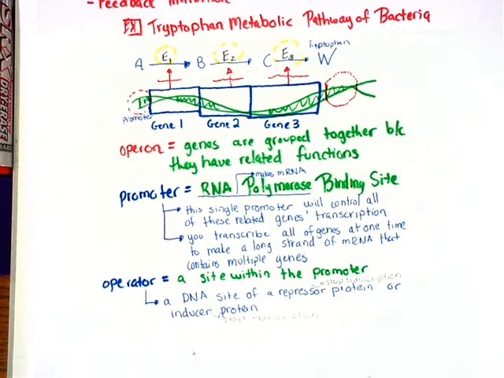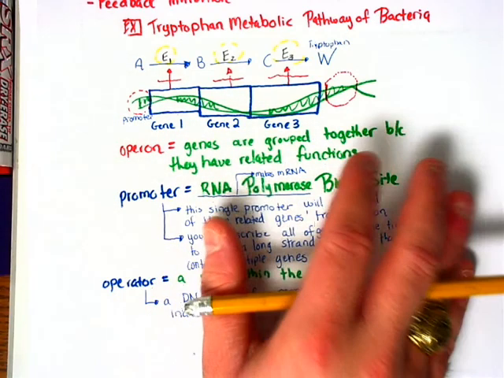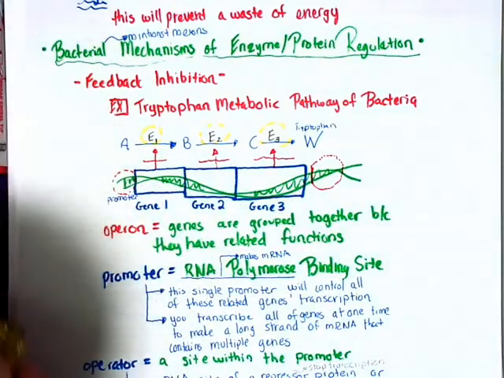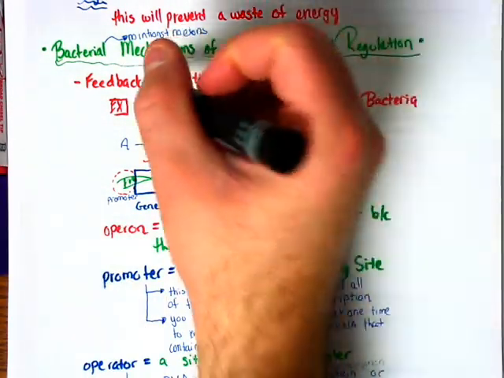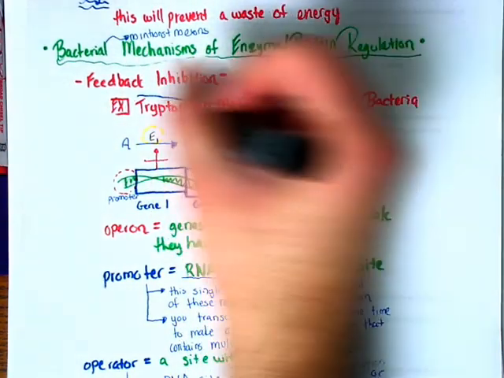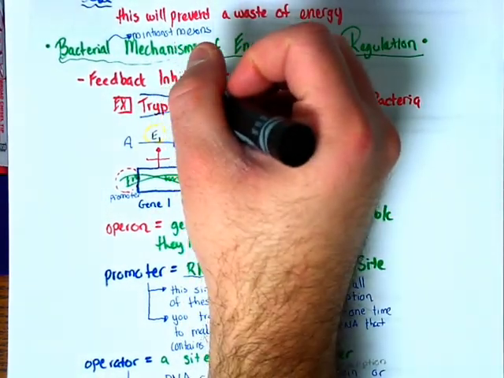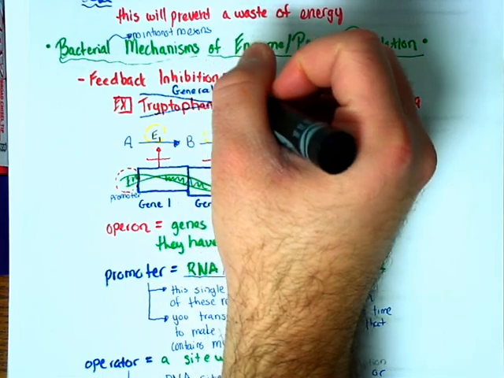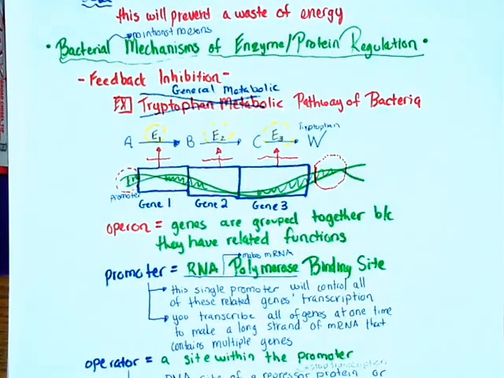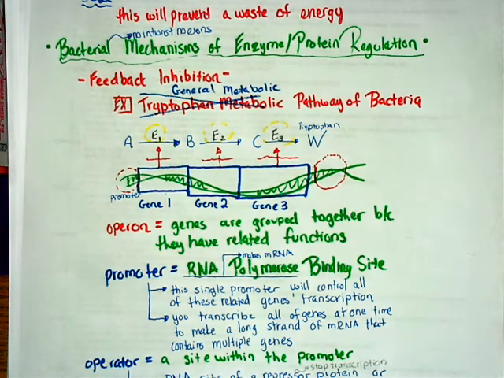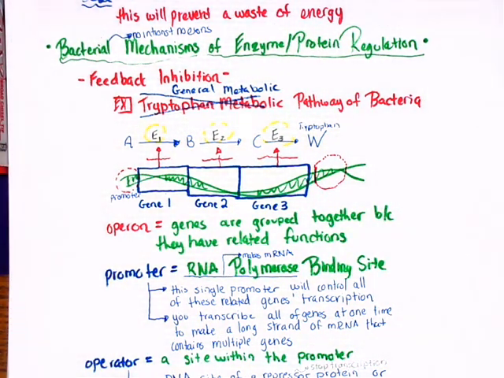So maybe right here, going back up to your notes, it might be wise, because we really haven't talked about the tryptophan model yet. Why don't we just say that this is a general metabolic pathway? And then I'll go into the specific ones in just a second.